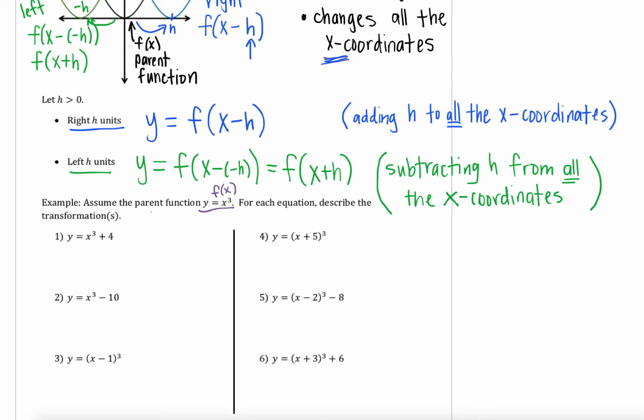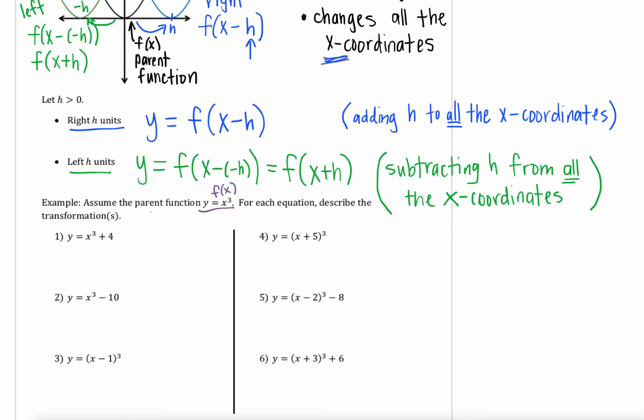I can see in all of these examples that I have this cubic power in them, and that's coming from the parent function. The transformations are all of the extra stuff that is happening to either the x cubed or happening to the x. Let's look at our first example.